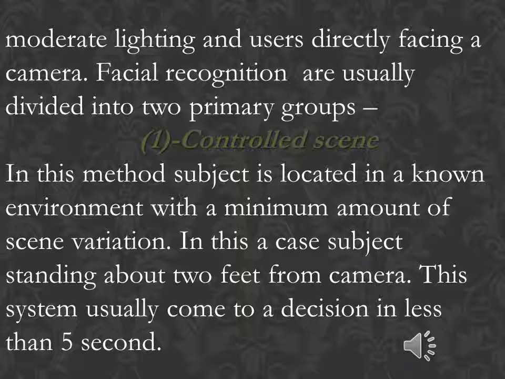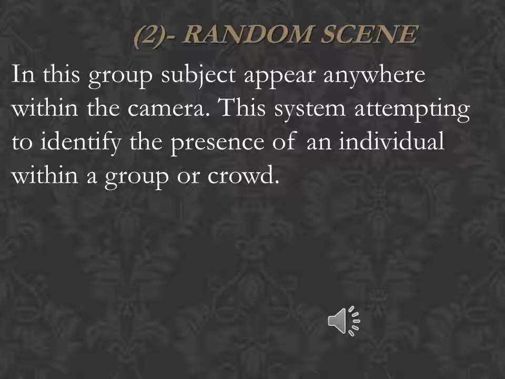Facial recognition is usually divided into two primary groups. 1. Controlled scene. In this method, the subject is located in a known environment with a minimum amount of scene variation. In this case, the subject stands about 2 feet from the camera. This system usually comes to a decision in less than 5 seconds. 2. Random scene. In this group, the subject can appear anywhere within the camera view. This system attempts to identify the presence of an individual within a group or crowd.